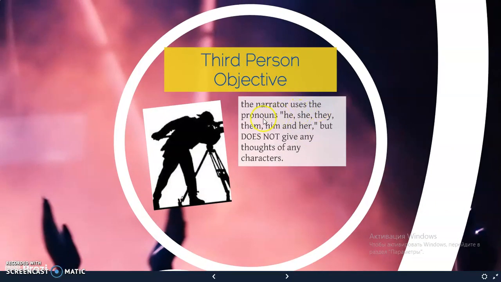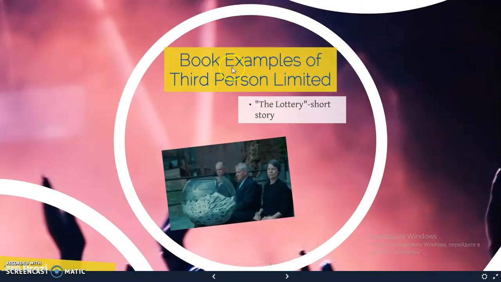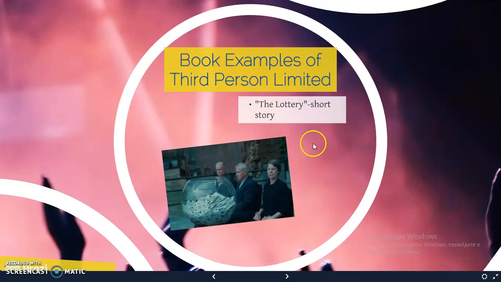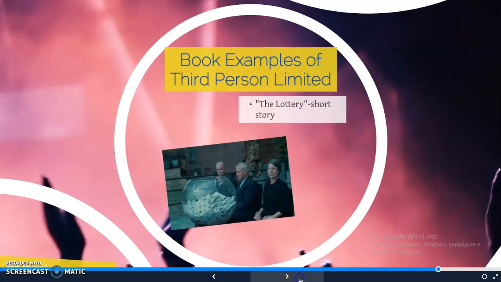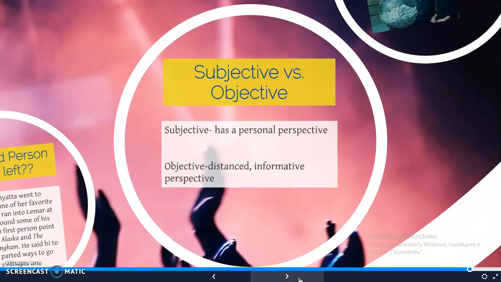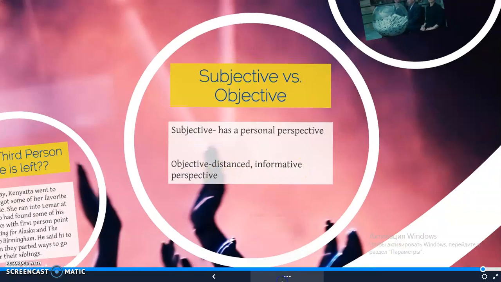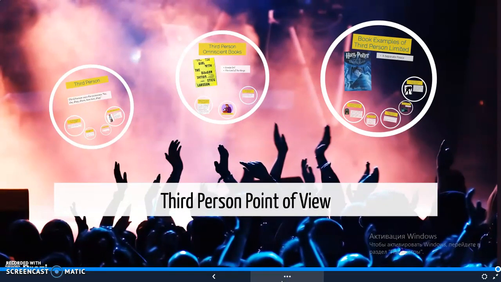The narrator uses the pronouns he, she, they, them, him, and her, but does not give any thoughts of characters. There is no thought. Book examples of third person objective: The Lottery, a short story. You can have it and read it, and then you will know the third person limited, of course, third person objective, third person omniscient. So subjective and objective: subjective has a personal perspective, objective a distanced, informative perspective. This is about all these stories.